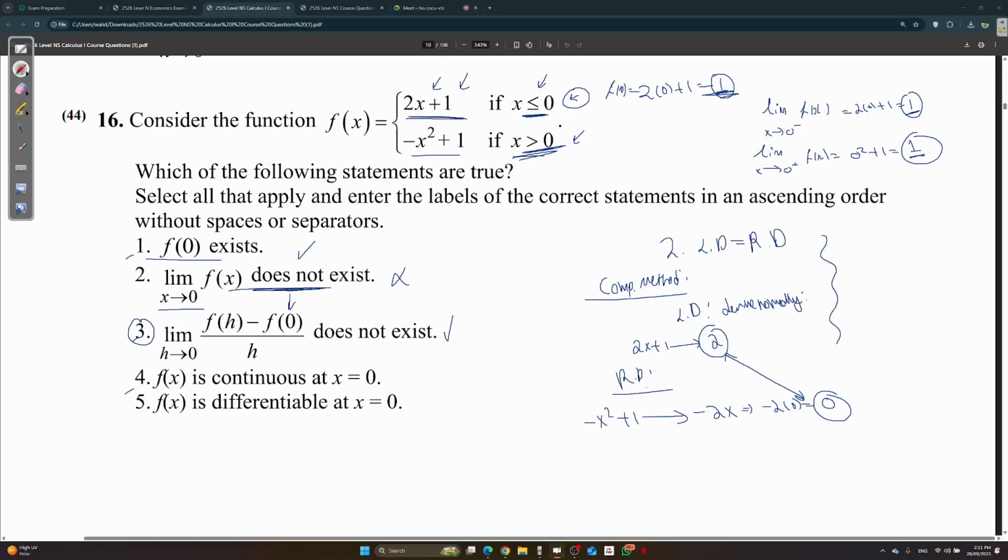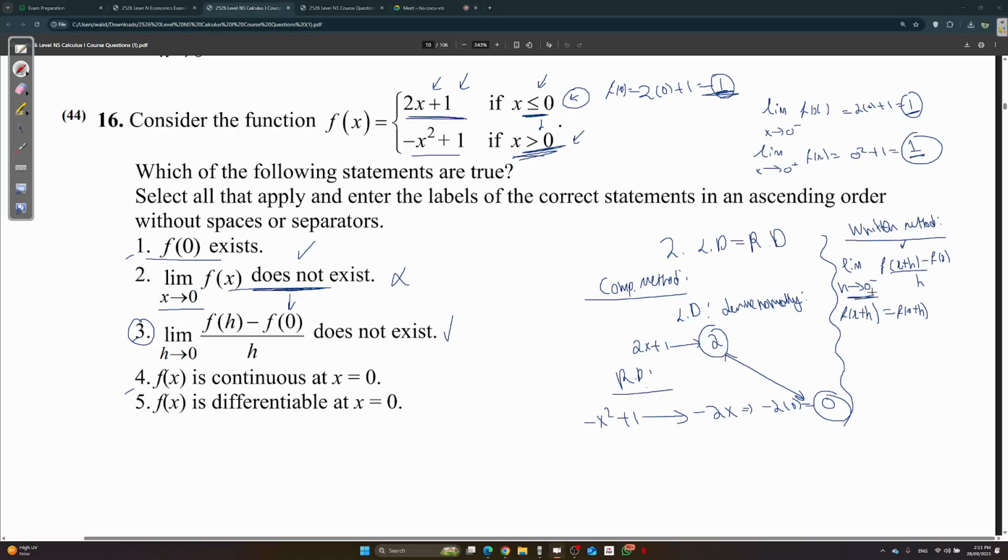Written method. Written method, you have to check the actual definition. Limit as h approaches 0 minus f of x plus h minus f of x over h. Let's check. What's f of x plus h? In this case, it's equal to what? What's my x? It's 0. So it's f of 0 plus h.